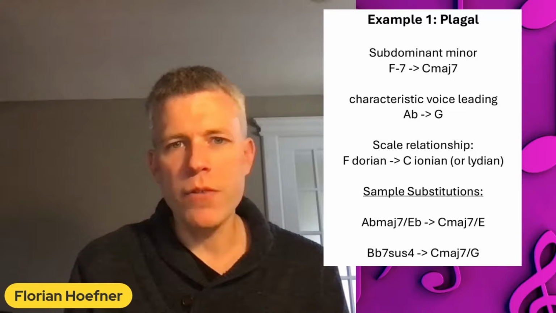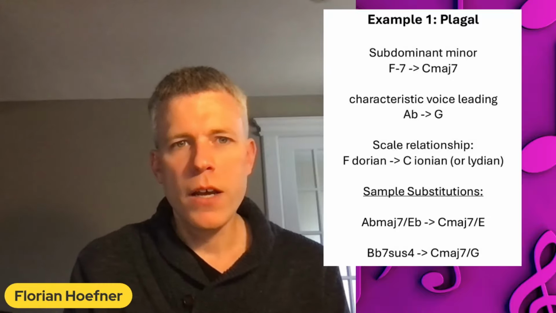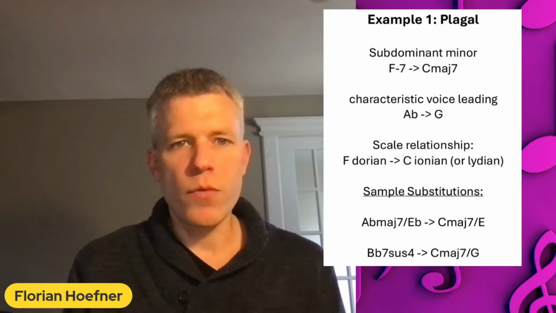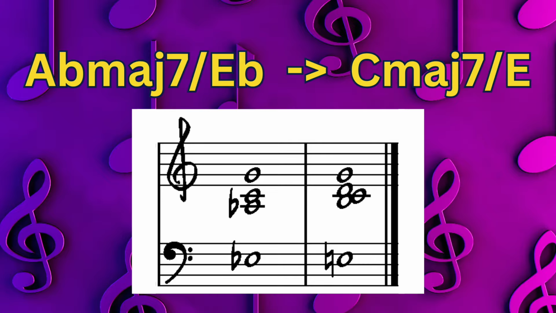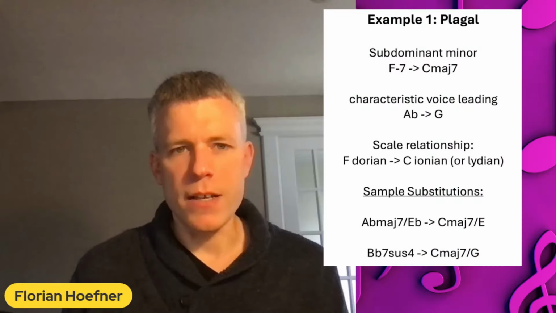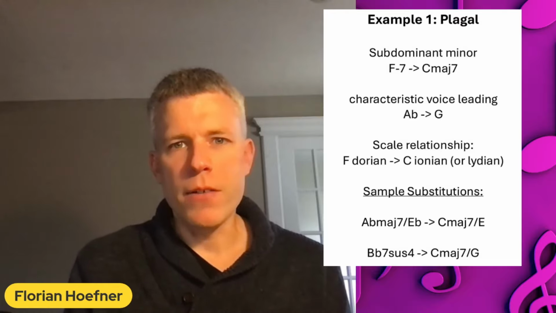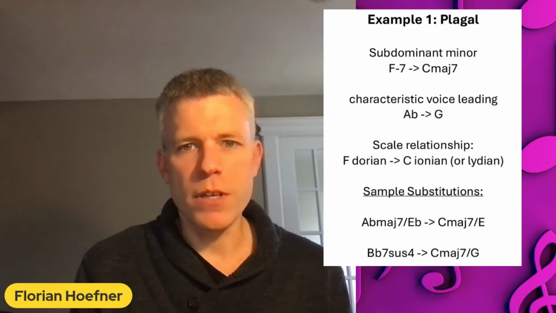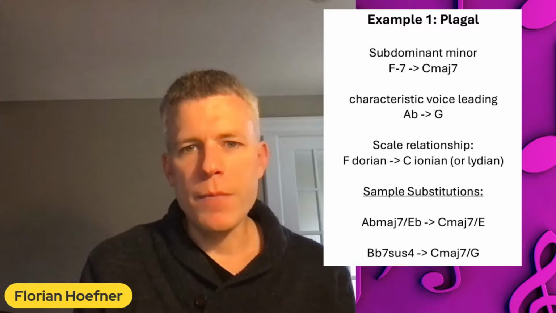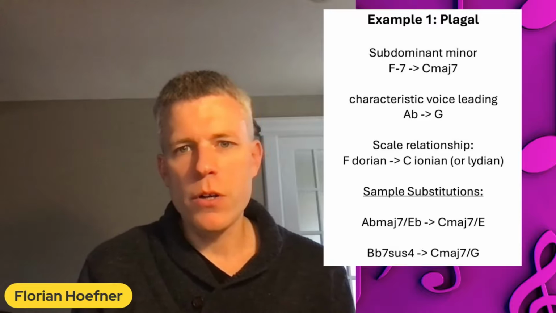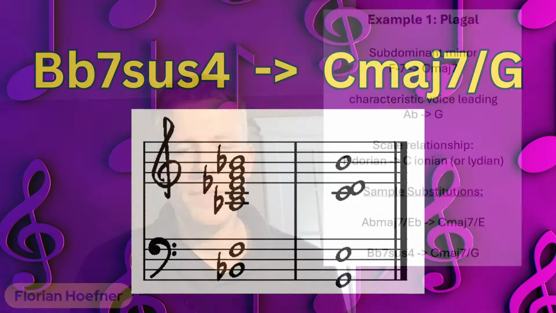First, we'll have A flat major 7 over E flat, resolving to C major 7 over E. This one creates a nice ascending bass line, so we are also getting away from bass motions that only happen in fifths and fourths. We can create some more interesting bass motions with this technique as well. Next one, B flat 7 sus 4 going to C major 7 over G.